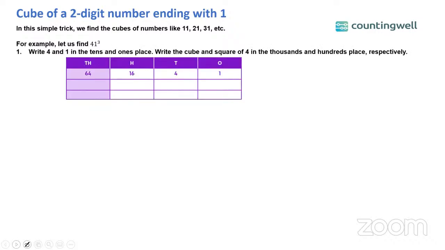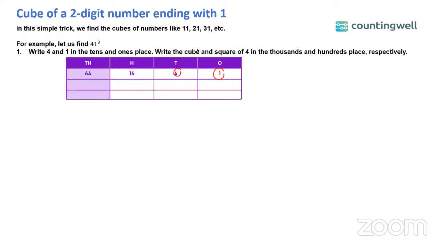Next, we will find the cube of a 2-digit number ending with 1. In this simple trick, we can find the cubes of numbers like 11, 21, 31, 41, 51, etc. Let us see the trick to find the cube of 41. First, we write 1 and 4 in the tens and ones place. You have to start with the tens place and then enter the ones place.